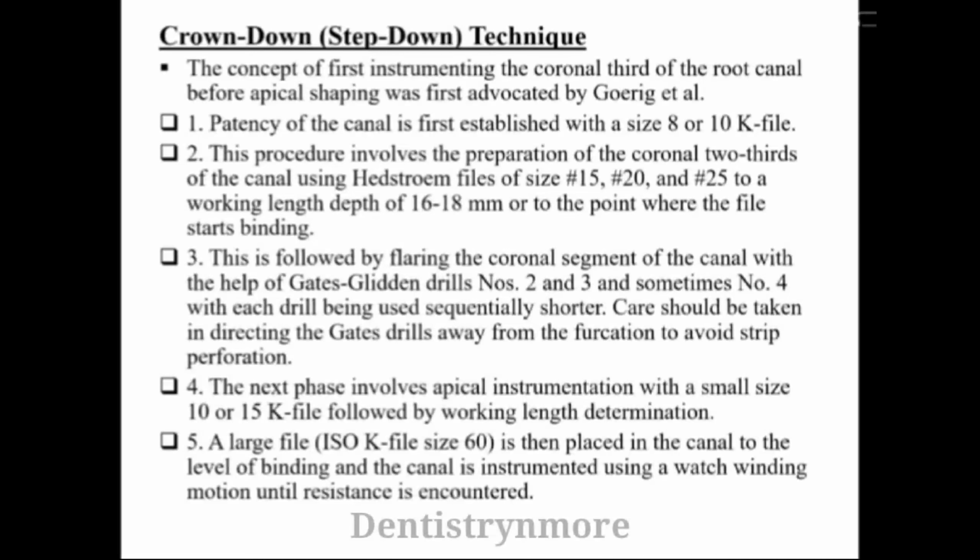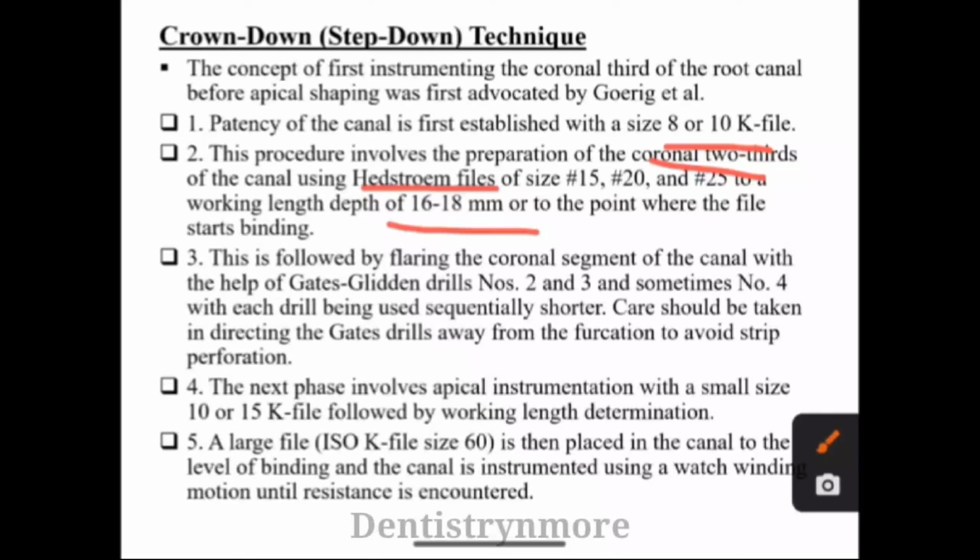Here the patency of the canal is first established with a size 8 or 10 K file. The procedure includes the preparation of the coronal 2/3 of the canal by using a Hedstrom file or H file, to a working length of 16 to 18 mm or to the point where the file starts binding. After that it is followed by flaring the coronal segment of the canal with the help of Gates Glidden drill number 3, 2 or 3, or sometimes 4 can be used.